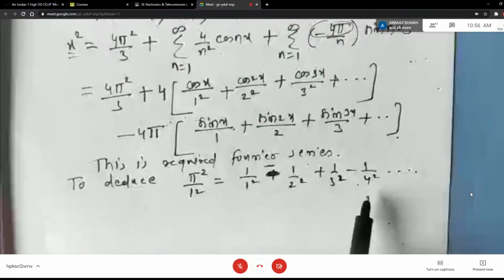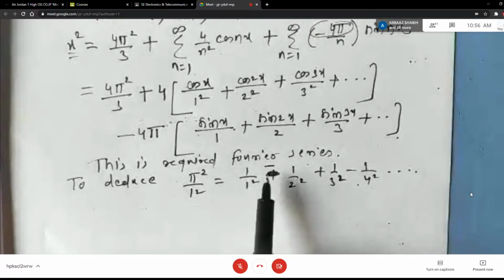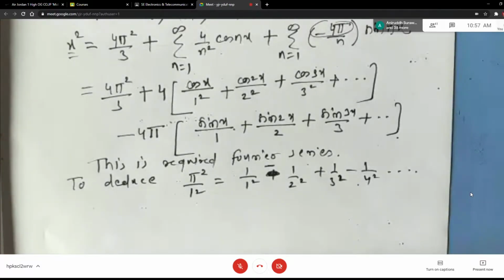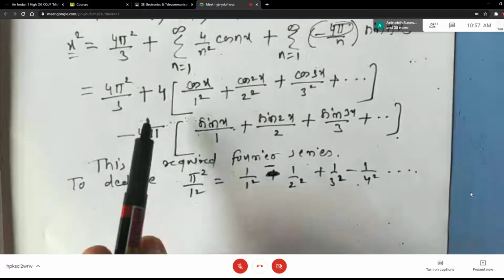Alternate signs in the changes. See, plus, minus, and so on. 1 by 1 square, 1 by 2 square, 1 by 3 square, 1 by 4 square. Now, to prove this particular series, you have to take help of the above Fourier series.